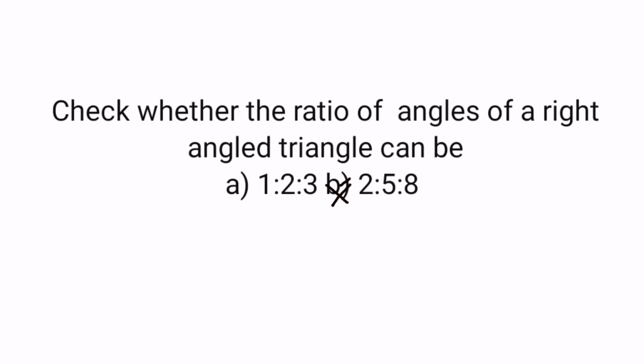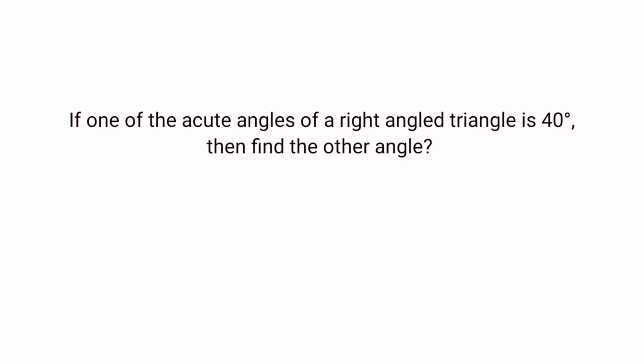Moving on to the last question. One of the acute angles of a right angled triangle is 40 degree, then find the other angle. So we know that in a right angled triangle, one of the angles is 90 degree. So the sum of other two angles will be equal to 90 degree. So here one of the acute angles is given. So to find the other angle, what we have to do, subtract 40 degree from 90. So 90 minus 40 is equal to 50 degree.